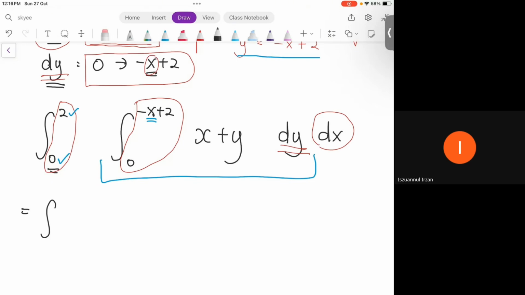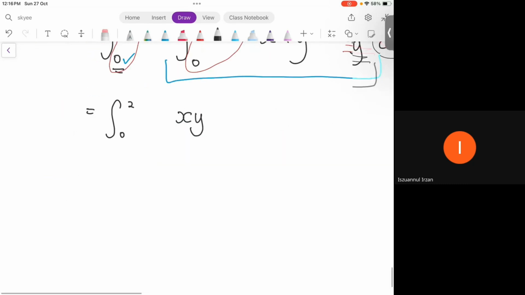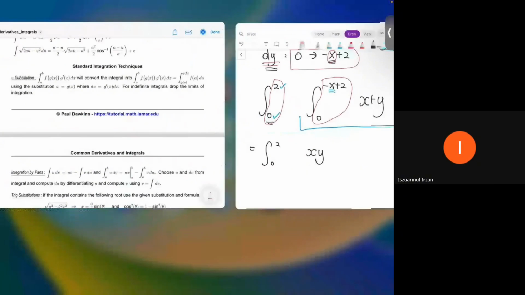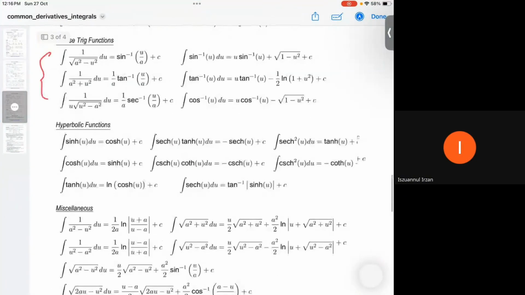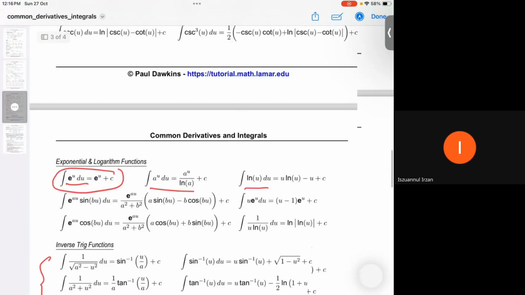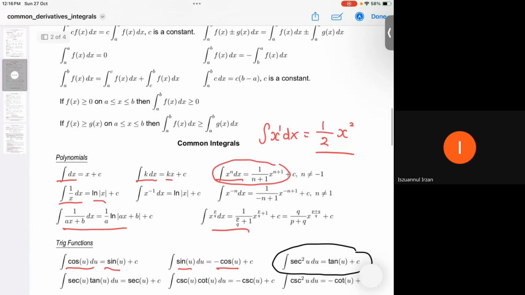So it will be 0 to x. You cannot take it out because it is not multiplied. It is a constant. When you integrate a constant, it will become xy. Where is it? Integrate a constant. You see? This one. When you integrate a constant, x is a constant in this case, so it will become kx.